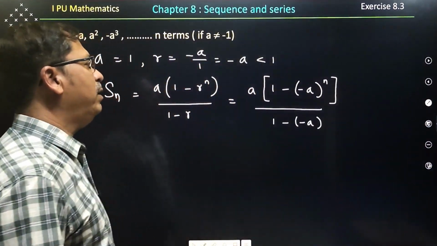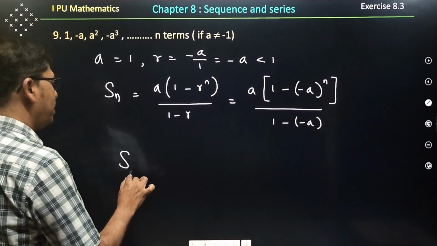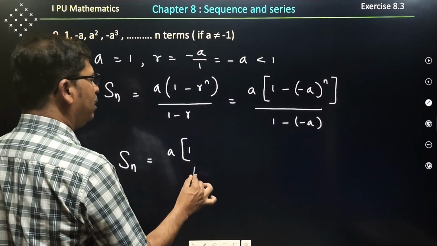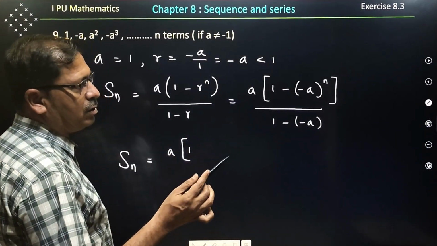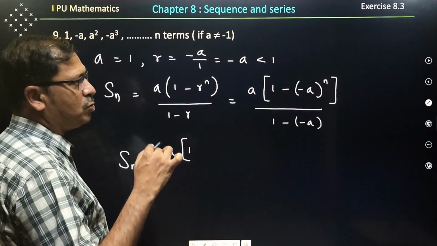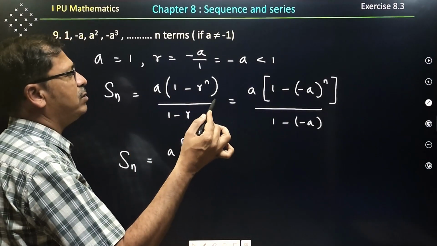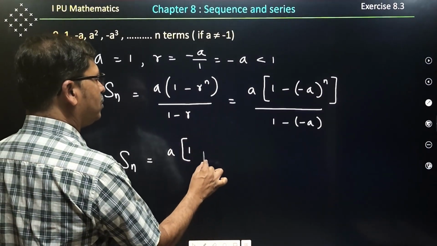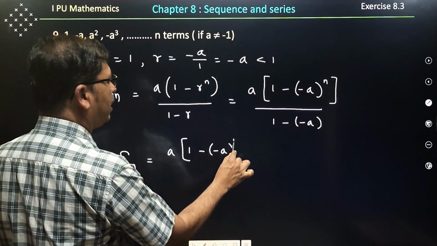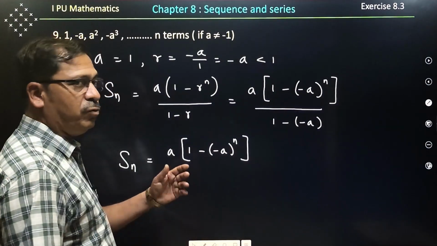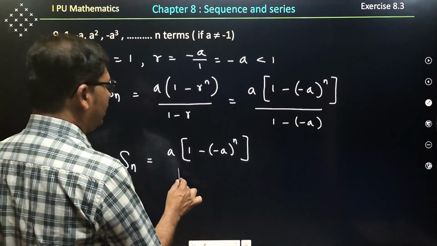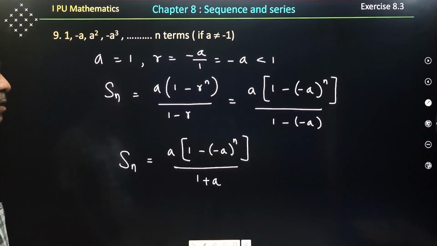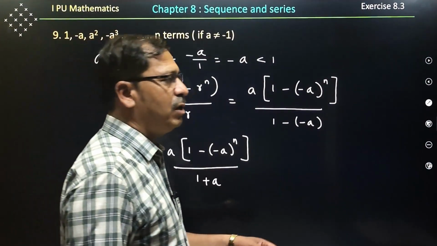So further only one step of simplification, write down Sn is equal to a outside as it is into bracket 1 minus, into minus, don't take it as minus into minus because to the power n is there, it depends upon n. If it is odd then minus remains, if it is even the minus cancels, we don't know. So that's why you write minus a to the power n as it is, because we don't have a specific value for n here, up to n terms he mentioned. In the denominator you can write 1 plus a, this is the final answer. Further we can't simplify anything here. So this is the solution and very simple calculation.